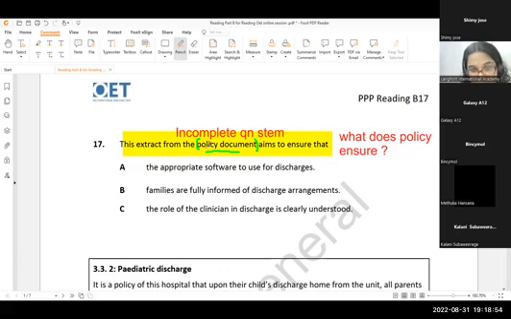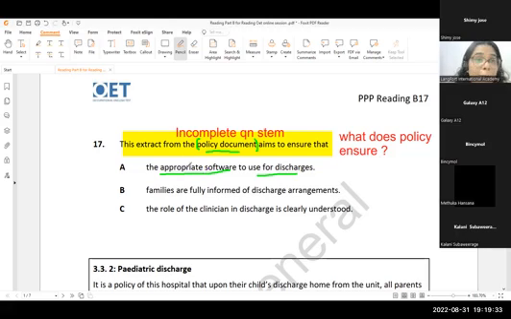This extract from the policy document aims to ensure that the appropriate software is used for discharge. So take a second. Do you think the whole text extract was talking about or was aimed at ensuring that they use the right software to do the whole discharge procedure? Is that what they were talking about? Do you think that is the answer? Shaimi, Binsi, Adira, Jinsi, what do you guys think? Is it about the software?